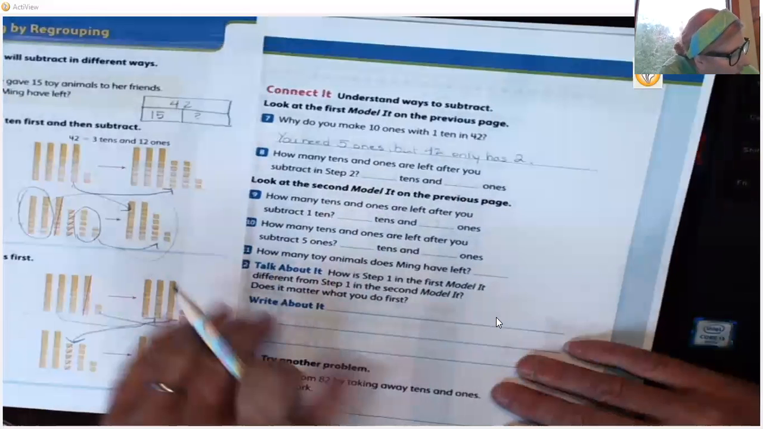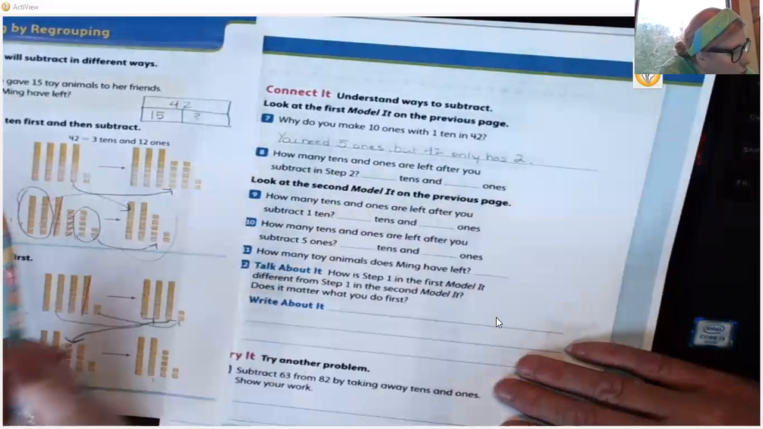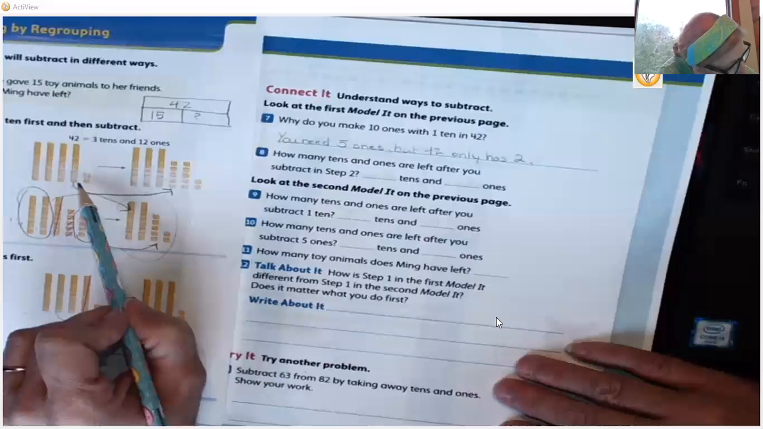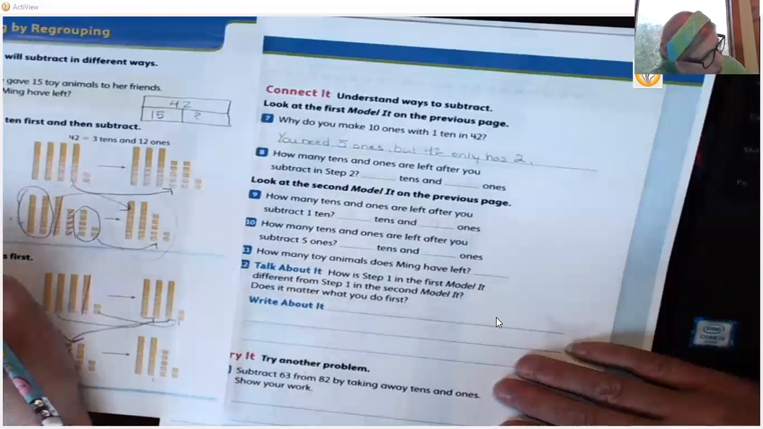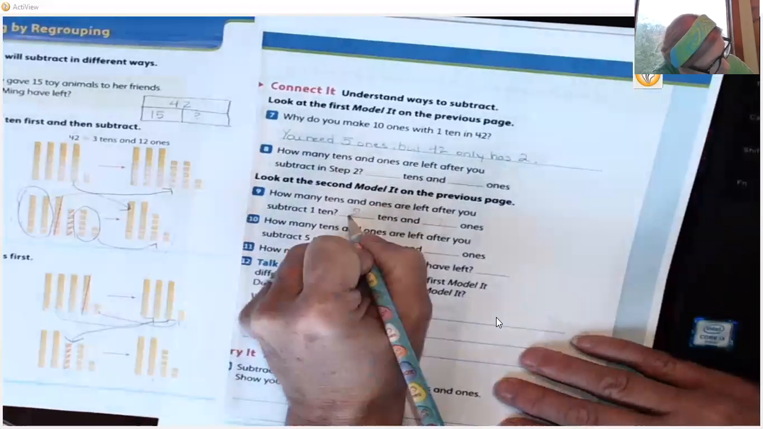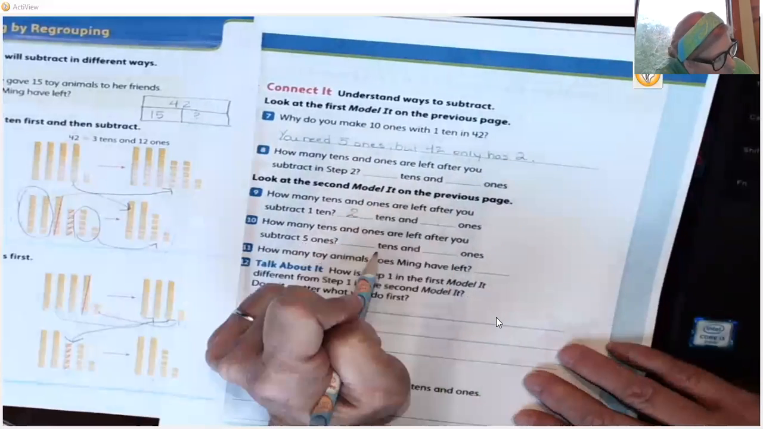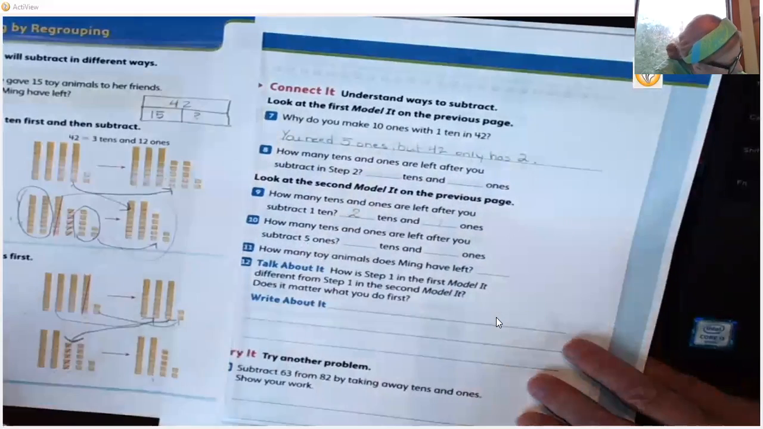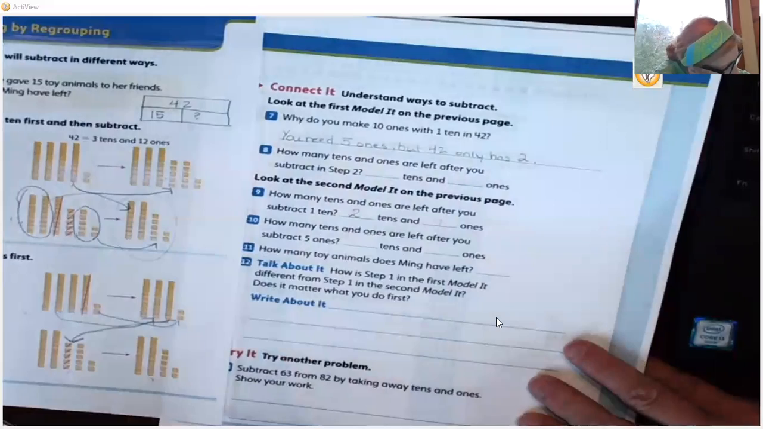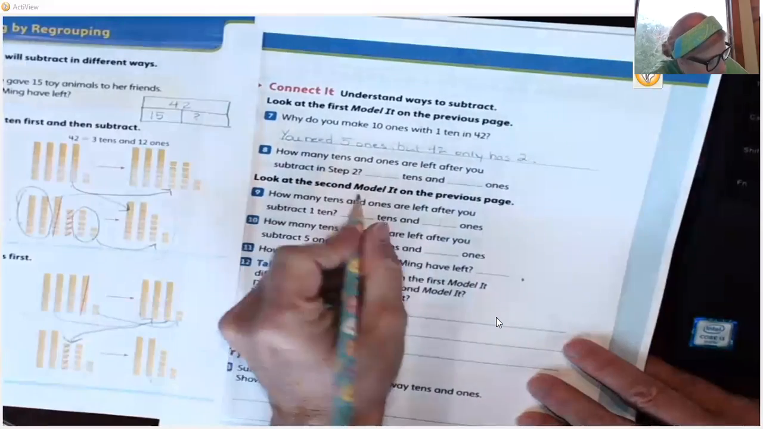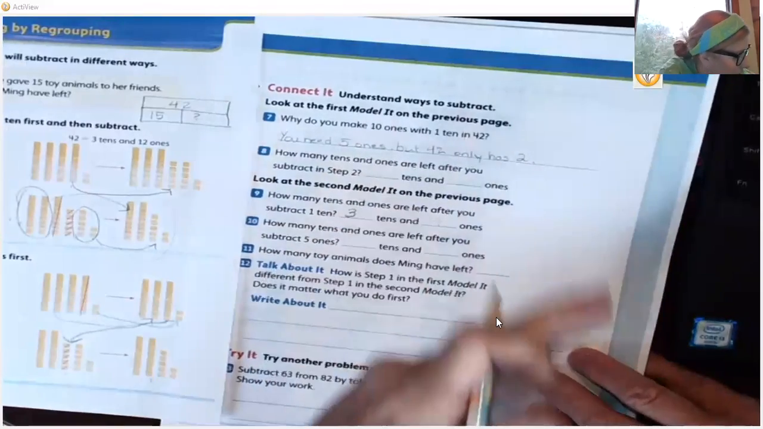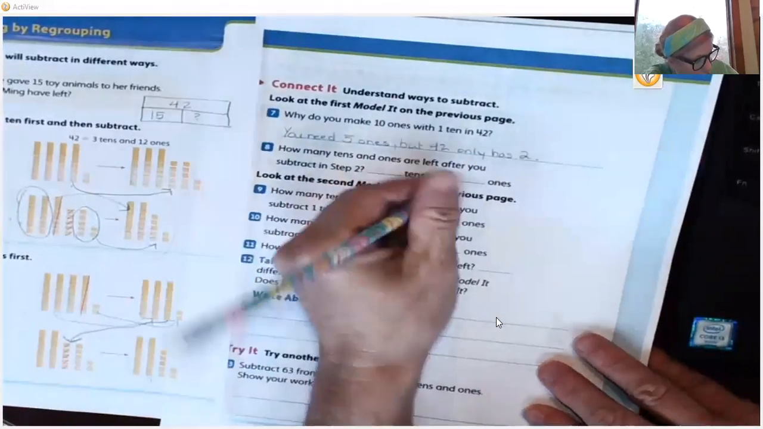All right, so how many are left after you subtract 1 10 away from there? So you're subtracting the 1 10. You would have 2 10s, once again, and you would have, I'm sorry, jump down here. Okay. So you take 1 10 away, you would have not 2 10s, you would have 3 10s, 3 10s, and 2 1s.